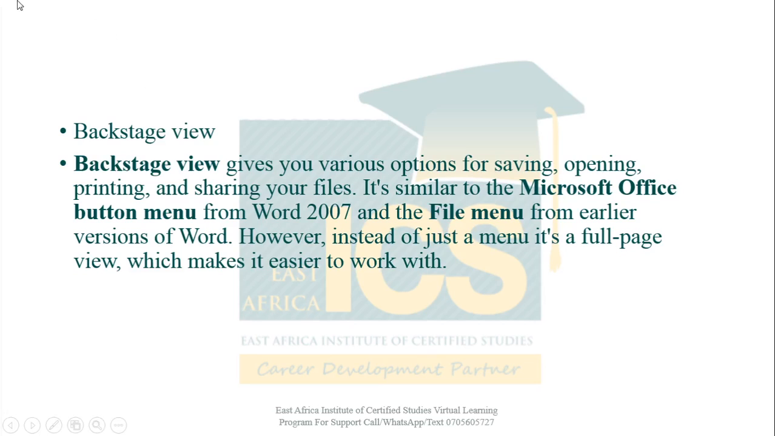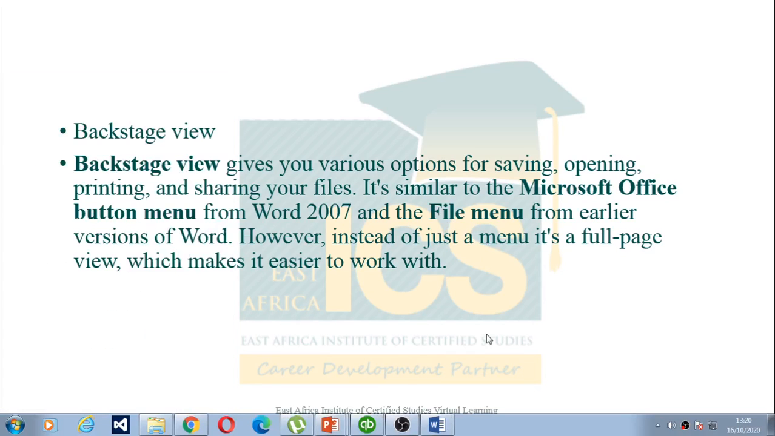It is always at the top left corner of the Microsoft 2007 Word. Now from 2010 to 2013, 2016, it has been changed into the file menu from the earlier versions. However, instead of just a menu, it is a full page view, which makes it easier to work with. So it is not just a menu. You click on file, you'll get pretty much a full page menu appearing there, which we call a backstage view.